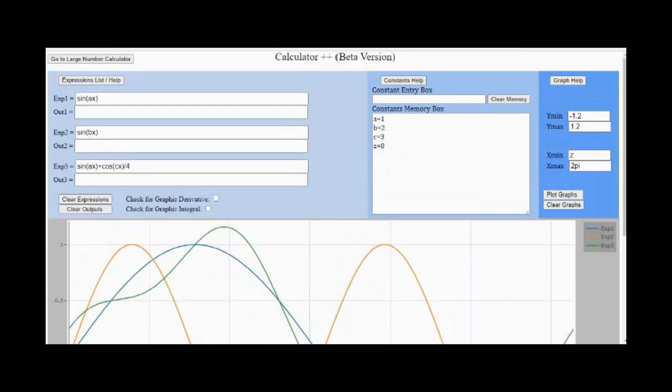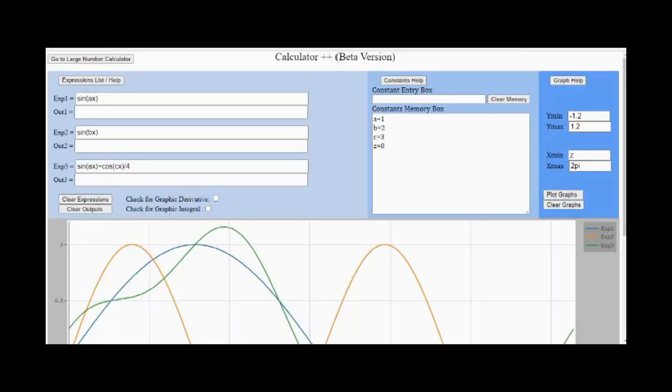To display graphs, enter a function and/or expression using small x as the variable in any one or all 3 expression boxes, and then hit the Plot Graphs button. The user-defined constants can also be used for graphing. Note on the screen for this example, x min is 0, x max is 2 pi, which is equivalent to 2 pi radians. Y min equals minus 1.2 and y max plus 1.2.